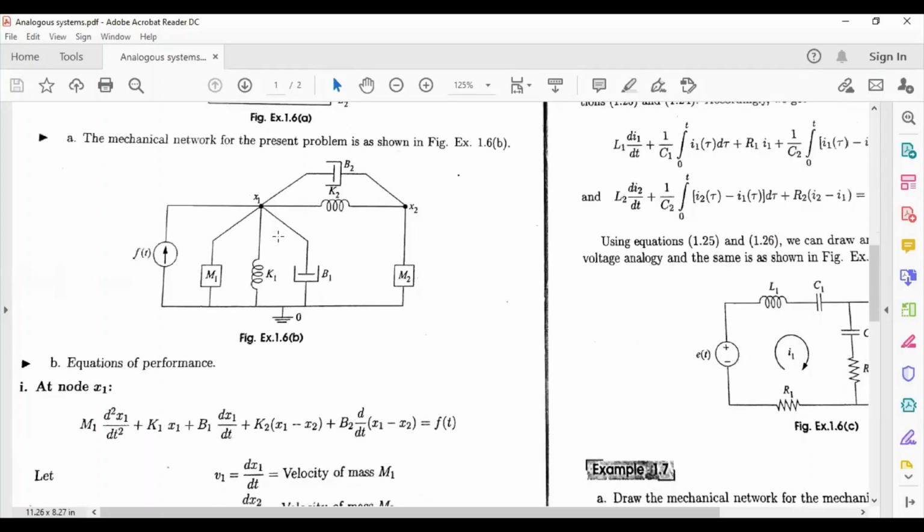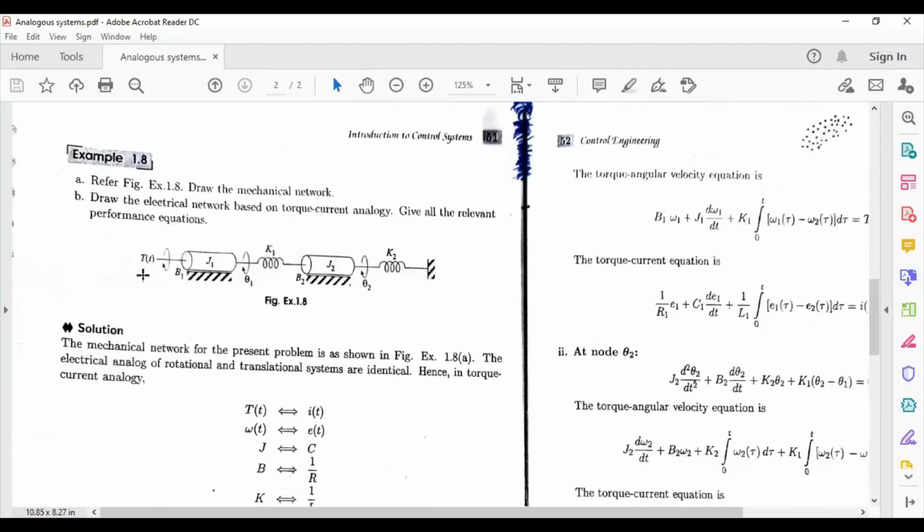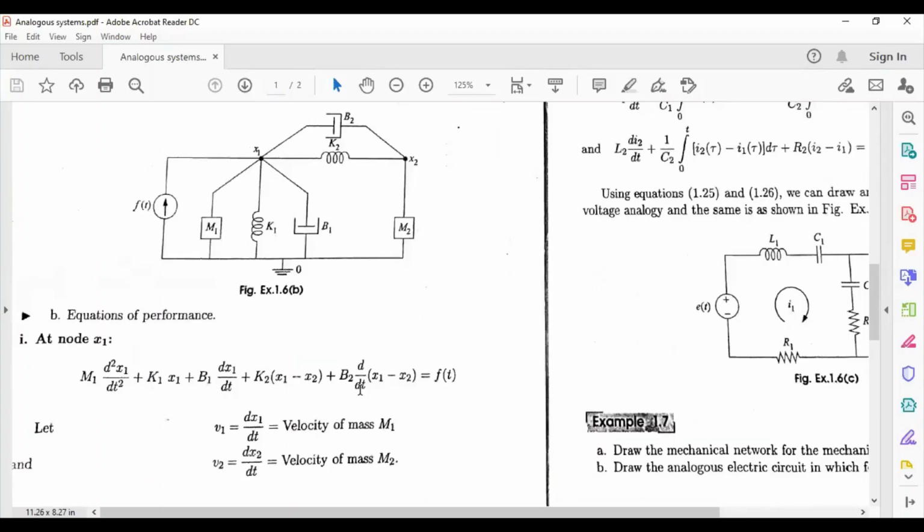Then we have the equations at two different nodes, at node x1 and at node x2. So at node x1, let us see: m1 d square x1 by dt square plus k1 x1 plus b1 dx1 by dt. So these are all now familiar. Then k2 (x1 minus x2) because it is with respect to node 1. Then b2 d by dt (x1 minus x2), which is balanced by the applied force f of t. So after writing the nodal equation, since we have two output parameters x1 and x2, now we will be getting two velocities as v1 equals dx1 by dt, v2 equals dx2 by dt.